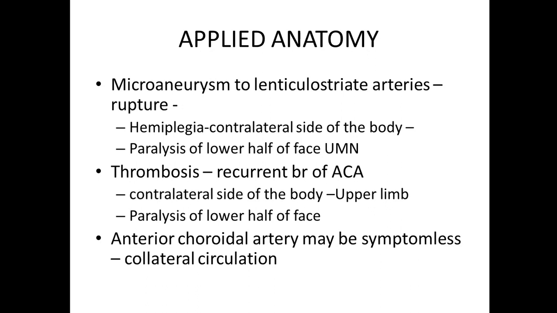Thrombosis of the recurrent branch of the anterior cerebral artery will lead to affection of the upper limb on the contralateral side, probably because the anterior part of the genu will be affected, with paralysis of the lower half of the face. And the affection of the anterior choroid artery branches may be usually symptomless because of the collateral blood supply received from the other arteries.